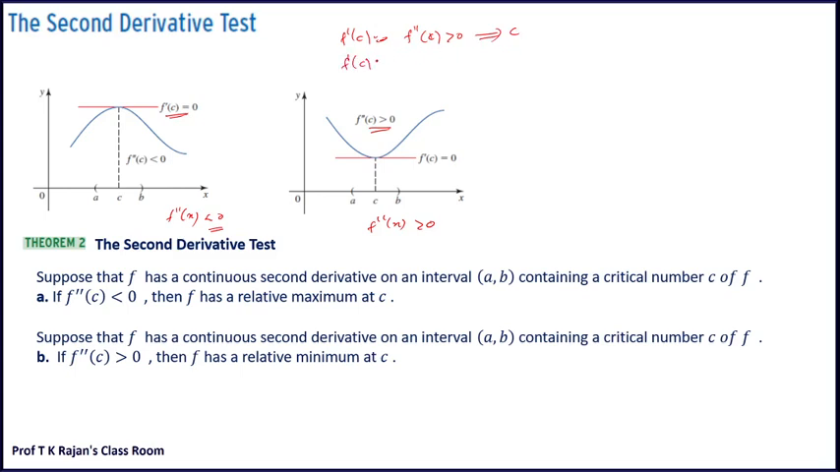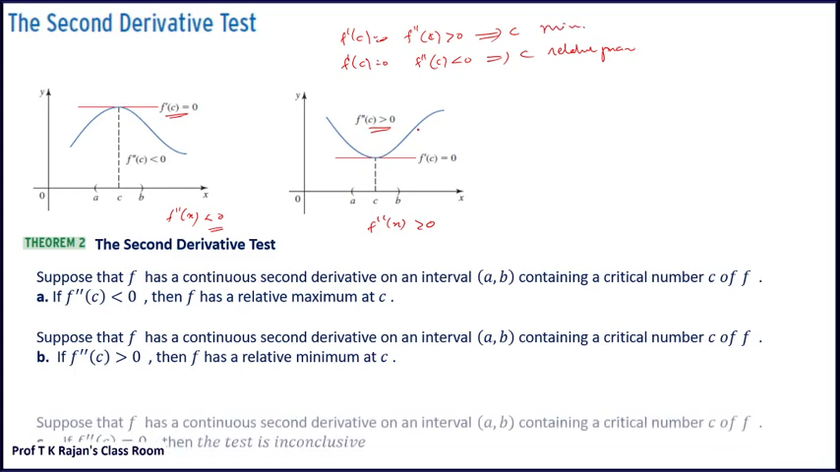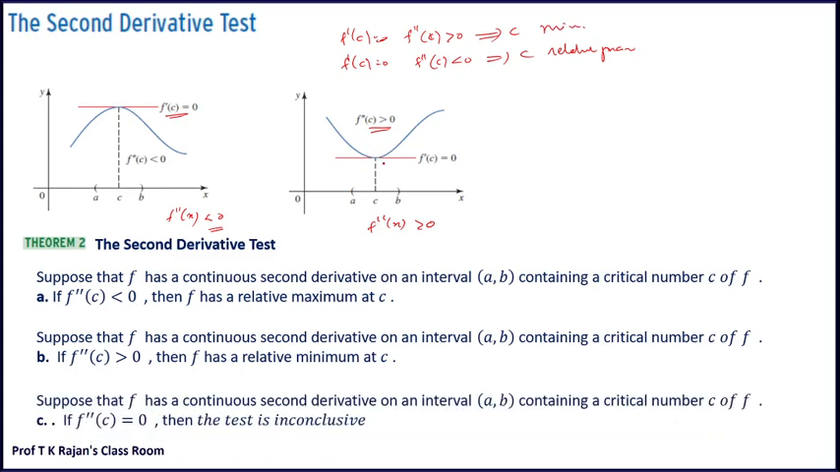Whenever f'(c) is equal to 0 with f''(c) negative, you can see that c is a local maximum or relative maximum point, and in the other case, a relative minimum point. But if f''(c) happens to be 0, we cannot say anything about the point, whether it is a maximum, a minimum, or a point of inflection. We cannot identify that. So if f''(c) = 0, then the test is inconclusive.